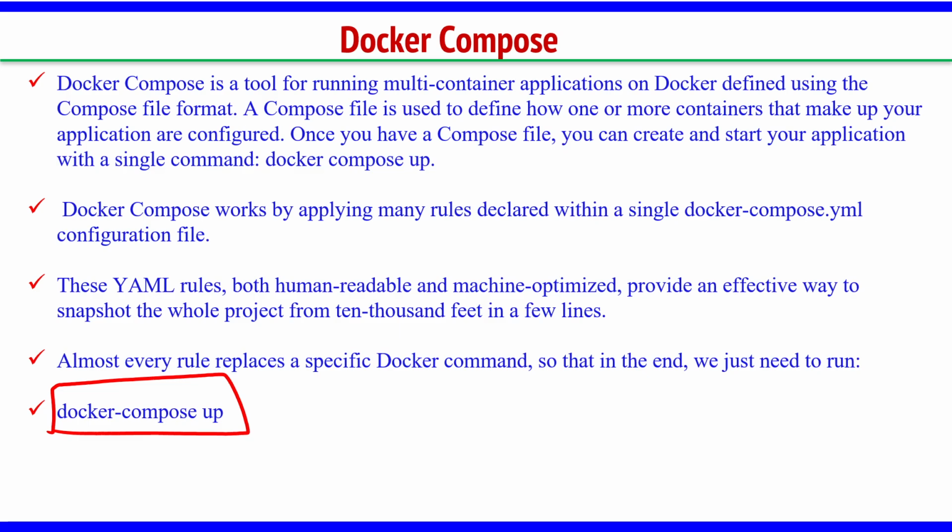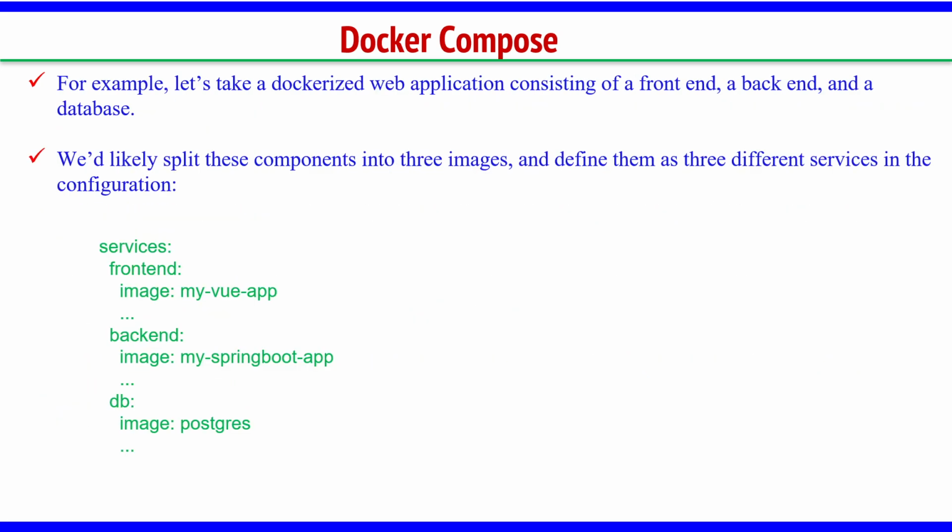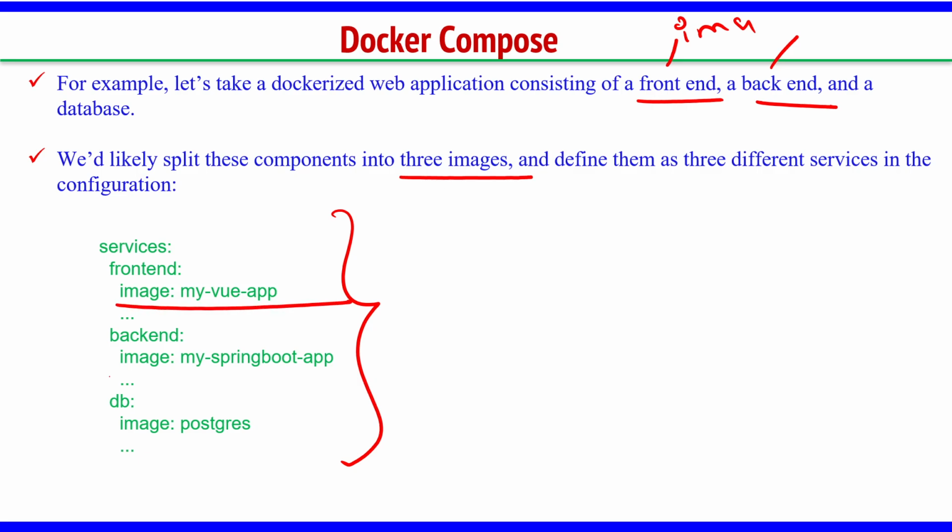because dealing with single containers is difficult, right. So, let us see an example. Let us take a Dockerized web application consisting of front end, back end and a database. We would like to split these components into 3 images. For front end I will have one image, for back end one image and for database one image. It means these 3 images will be running in 3 different containers, right. So, the configuration will look something like this: image colon, this is first image, second image and third image.